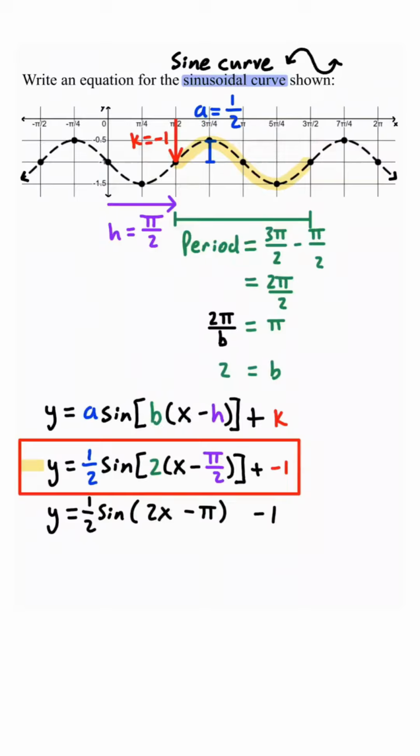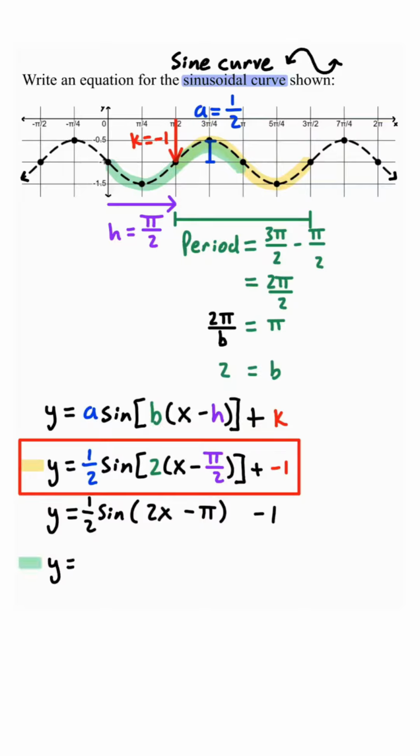Now another solution we can find is this highlighted green part. Notice the amplitude is still 1/2. Notice we're still shifting down by 1, and the period is still pi, hence b is 2. But since we haven't moved left or right, the phase shift h will be 0. And instead of going from the starting point to a maximum, we went from the starting point to a minimum, so there's been a reflection across the x-axis.